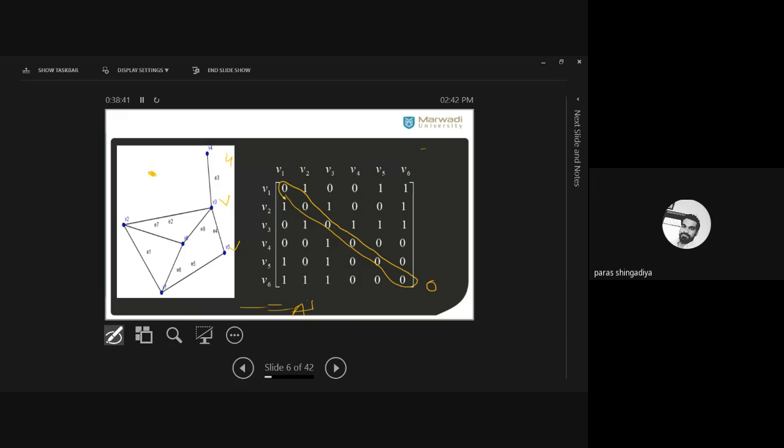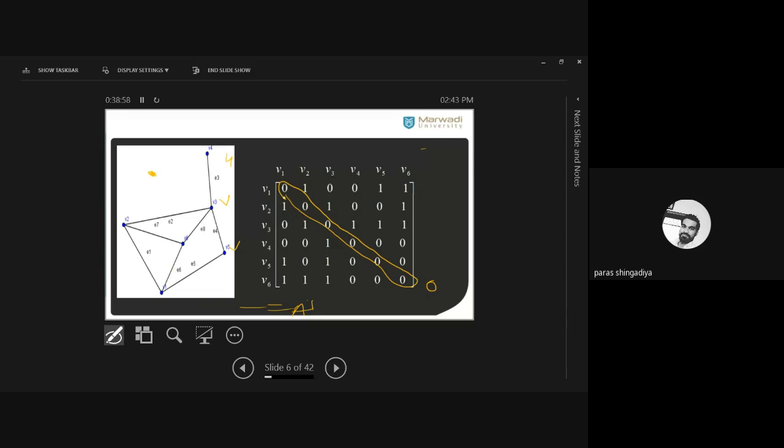Okay? V3 की degree है 4. From the graph, 4 edges are connected. So how many ones appear in the third row? That is also 4 times. ठीक है? The degree of V4 is only 1. So how many ones appear in the fourth row? That is 1 time. Okay?